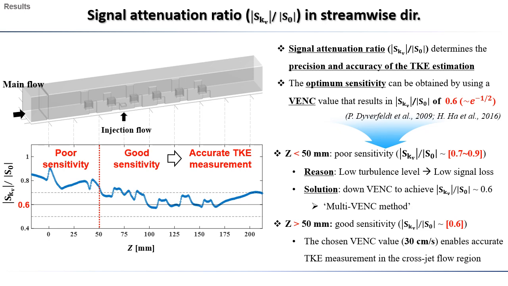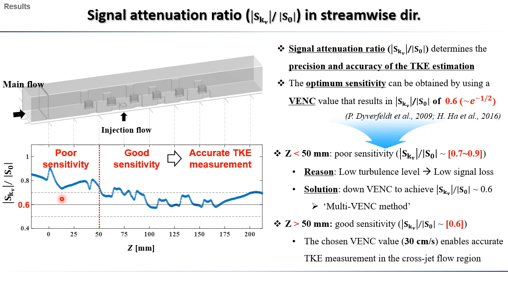Next is the analysis of signal attenuation ratio in the stream-wise direction. Previous studies have reported that signal attenuation ratio determines the precision and accuracy of the TK estimation. The optimum sensitivity can be obtained by using a bank value that results in SKV divided by S0 of 0.6. So as you can see in this graph, in the region where Z is less than 50 mm, the signal attenuation ratio falls between 0.7 to 0.9, resulting in poor sensitivity for TK estimation.